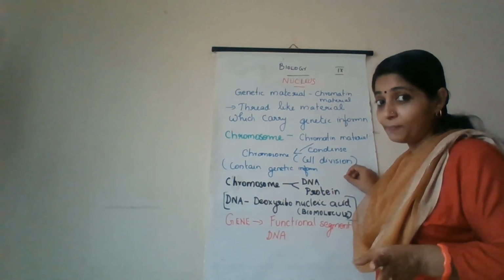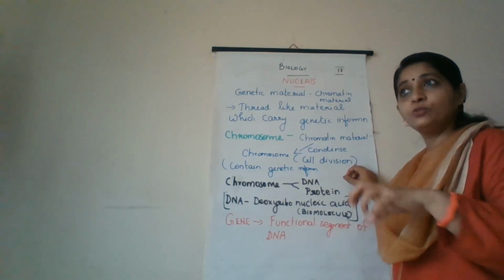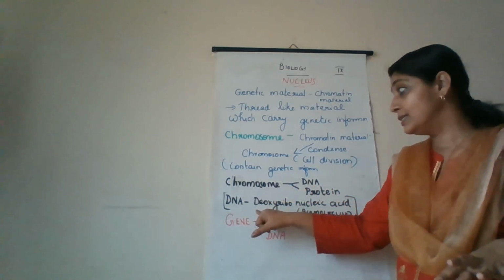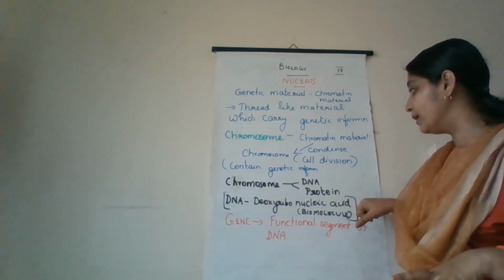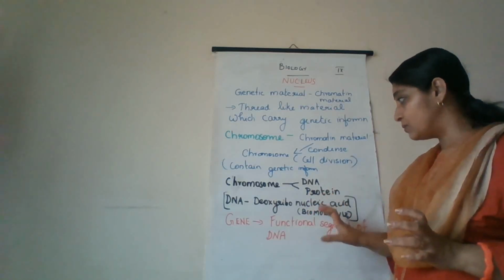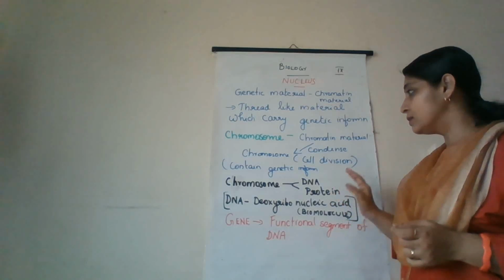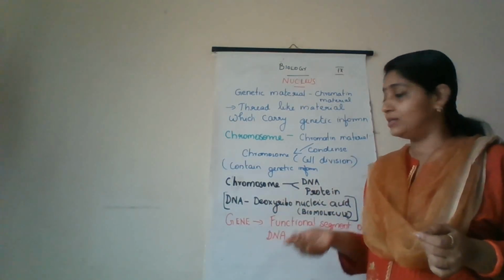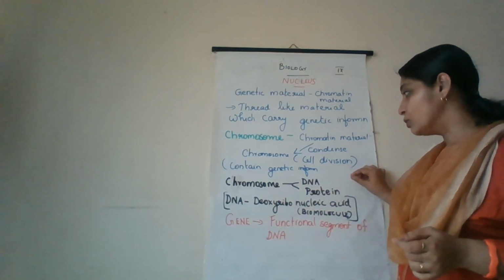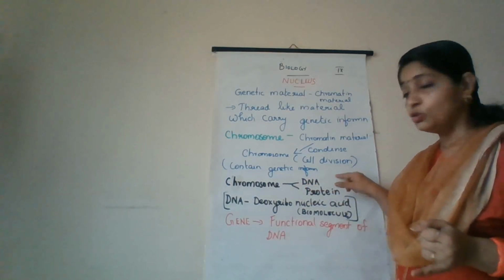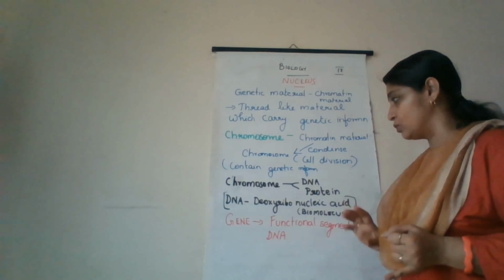What is DNA? DNA is actually a biomolecule. The expansion of DNA is deoxyribonucleic acid. It's a very important biomolecule which contains nitrogen, phosphate and sugar. We will be studying about DNA in detail in higher grades. So chromosome consists of DNA and protein. These are the two basic constituents of chromosomes.